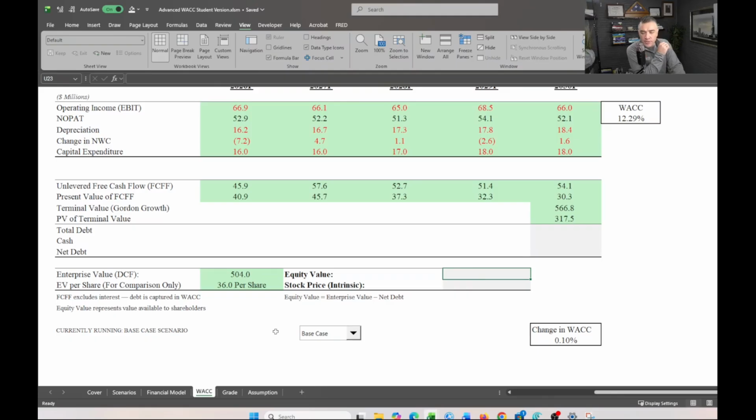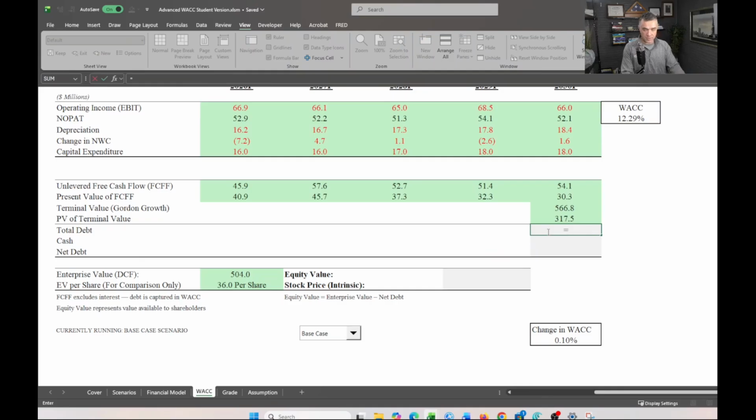All right, so next, this is the enterprise value, and that's what it's worth, the entire company. But we want to know, what is the equity value? The equity value is what the shareholders really care about. So to find the equity value, we have to find the total debt, the cash, and the net debt. This is how we're going to find the equity value.